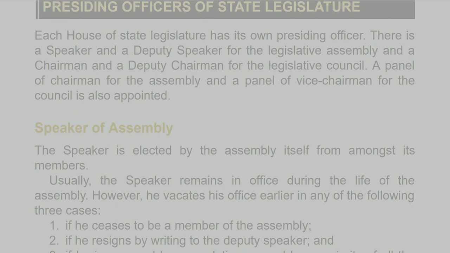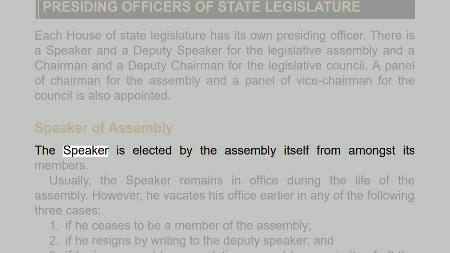Presiding officers of State Legislature. Each House of State Legislature has its own presiding officer. There is a Speaker and a Deputy Speaker for the Legislative Assembly and a Chairman and a Deputy Chairman for the Legislative Council. A panel of Chairmen for the Assembly and a panel of Vice Chairmen for the Council is also appointed.